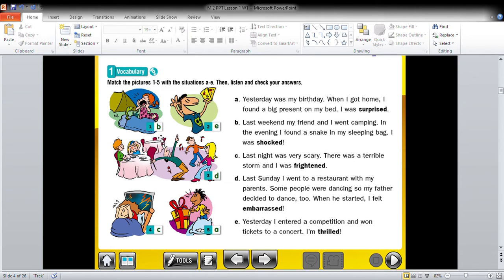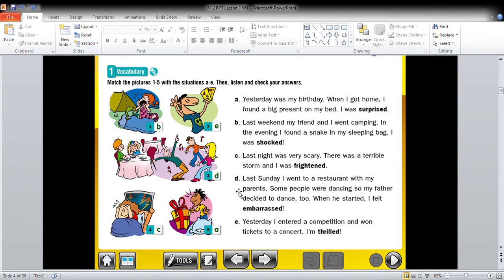For number one is letter B, and it says, last weekend my friend and I went camping. In the evening, I found a snake in my sleeping bag. I was shocked. So the lady got shocked. Number 2 is letter E. Yesterday I entered the competition and won a ticket to a concert. I'm thrilled. So he is very happy because he won a ticket for a concert.